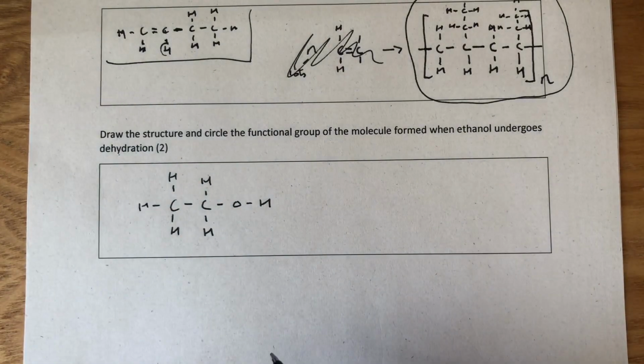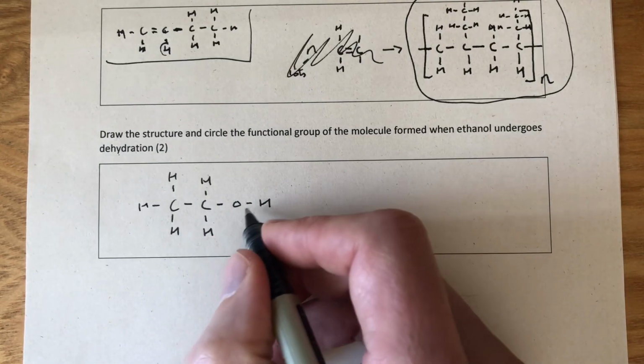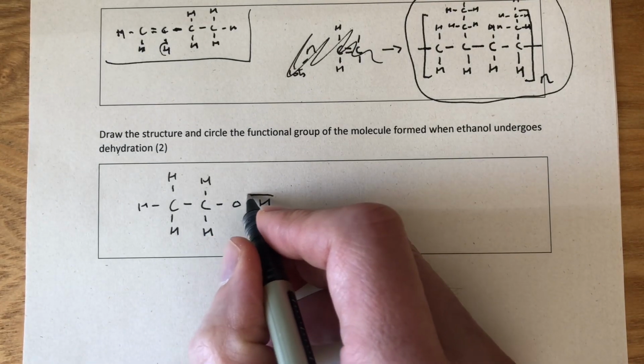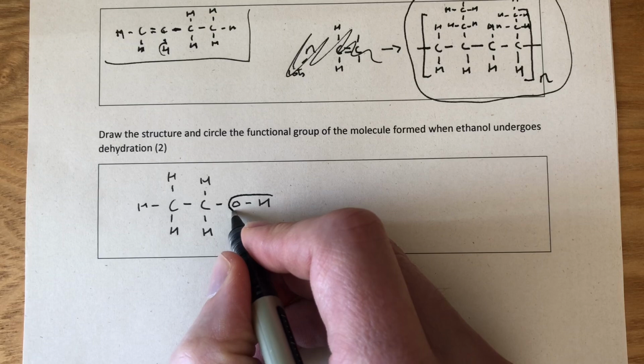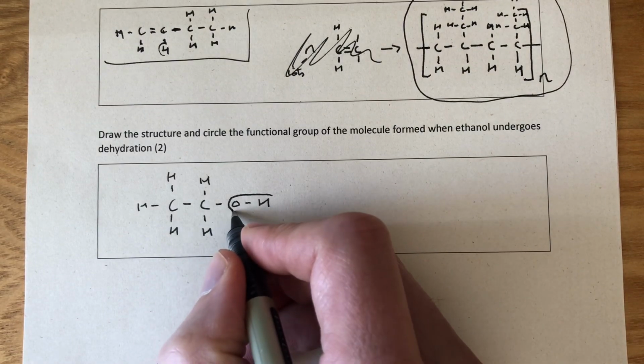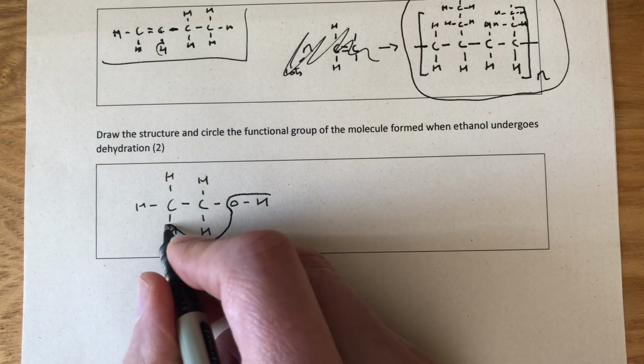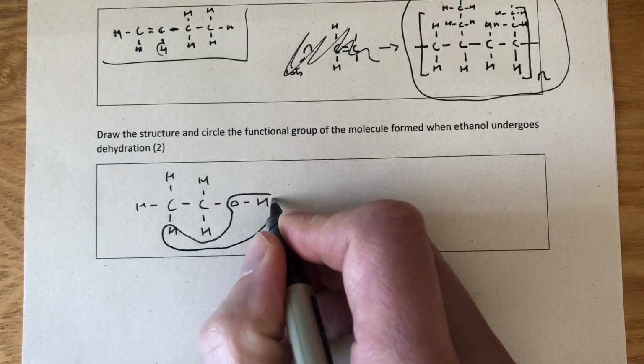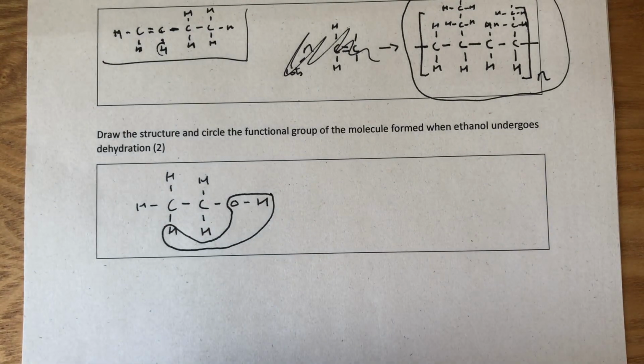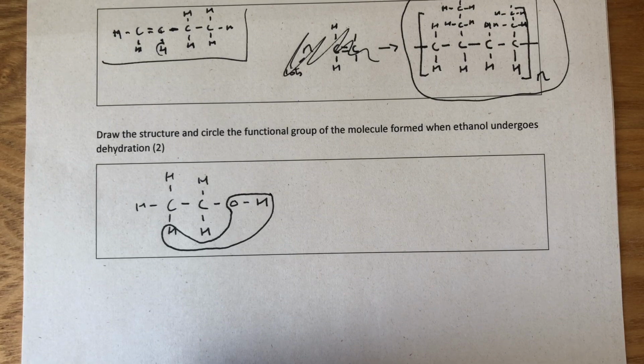So ethanol is dehydrated. Dehydrated means losing water. If you're dehydrated, you lose water. So we're obviously going to take off an oxygen and hydrogen from there. We're going to take that off, and we're also going to lose a hydrogen from this group here to make the water. There we go. So that's what we're going to take off to draw the compound that is formed.